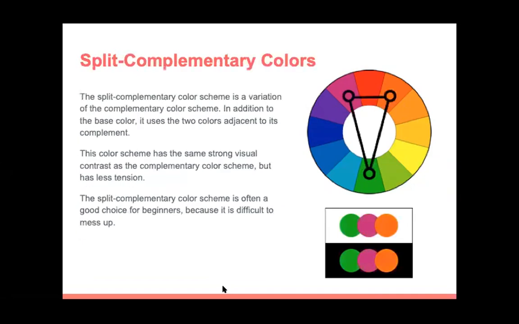Then you have split complementary colors, and this color scheme is a variation of the complementary color scheme. In addition to the base color, it uses two colors adjacent to its complement. So this color scheme has the same strong visual contrast as the complementary color scheme, but has less tension. This color scheme is often a good choice for beginners because it is difficult to mess up. So you can see here, it's using the split complementary of the red: purple, orange, red, and the green.